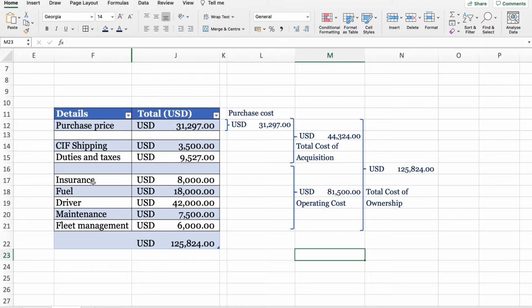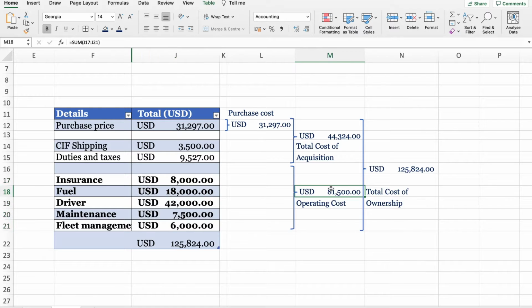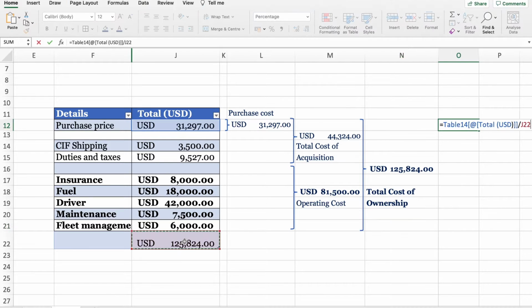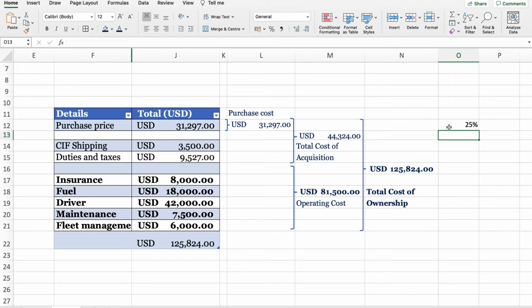Now, using 5 years, we can estimate insurance, fuel, driver's costs, preventive maintenance costs, as well as fleet management transaction costs. All this totals approximately $81,500. Therefore, the total cost of ownership, which includes purchasing, landing cost, and operating a J70 Land Cruiser, is approximately $125,824. Now, there's an interesting insight here. Notice that the purchase cost is approximately 25% of the total cost of ownership. So it's important for you to plan all the way to the end.